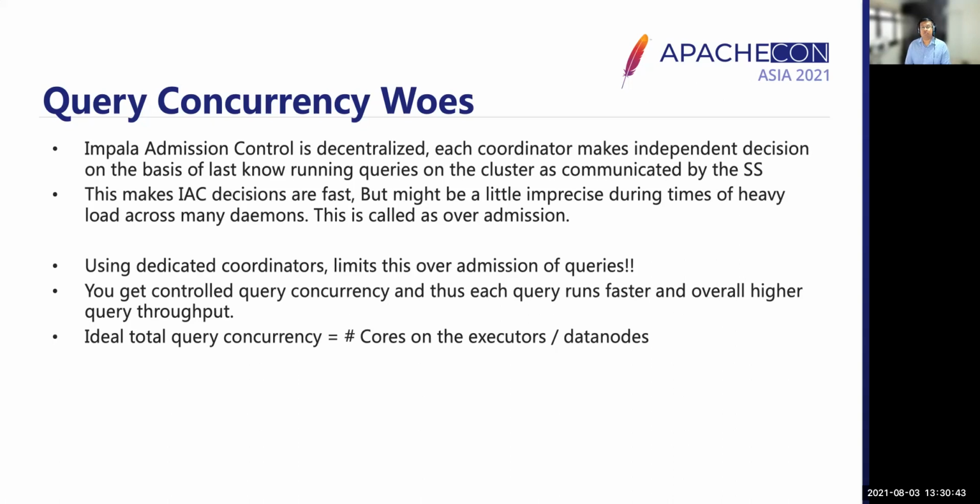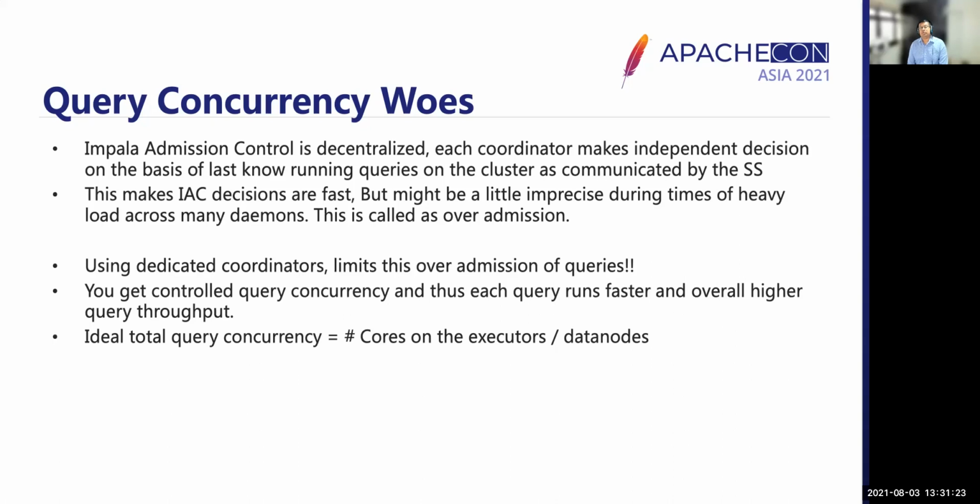That is where admission control for Impala is very fast. However, during times when load is very heavy, it could be a little bit imprecise. This is where you have a chance of over-admitting the queries, especially when you have a lot of Impala coordinators. This is where we recommend customers not have more than 2, 3 or 4 Impala coordinators in their cluster, depending on the cluster size. For clusters more than 100 nodes, maybe 2. For clusters more than, say, 300 nodes, maybe 4. But beyond that, we don't recommend any more coordinators. The more coordinators you have, the more chances you would have of over-admitting queries.